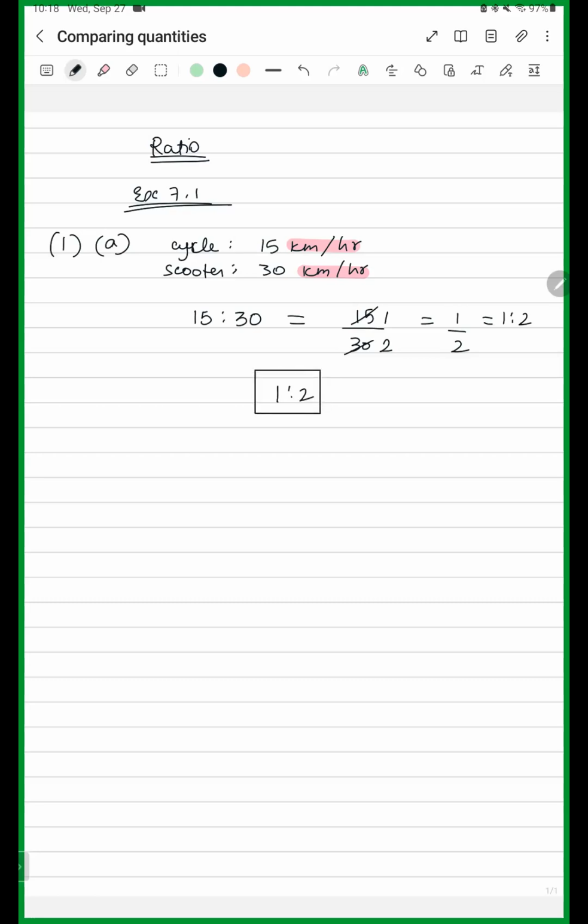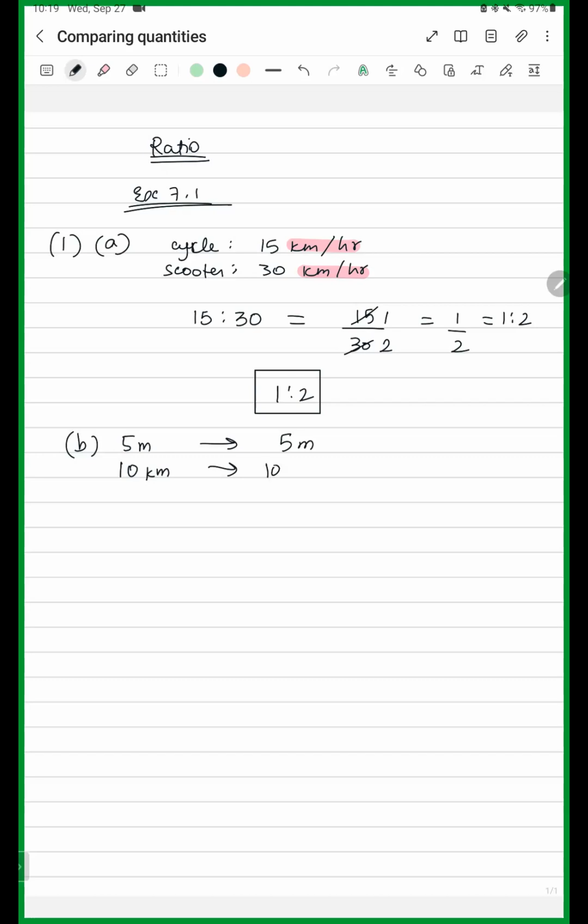Next, 5 meters to 10 kilometers. So we will do it like this: 1 kilometer is 1000 meters. So 5 meters and we have 10 kilometers. So we can write this as 5 meters itself, and the 10 kilometers, we will change to meters. Can we change 5 meters to kilometers? Yeah, you can change that also, but I'll tell you why I am saying that we should change this one.